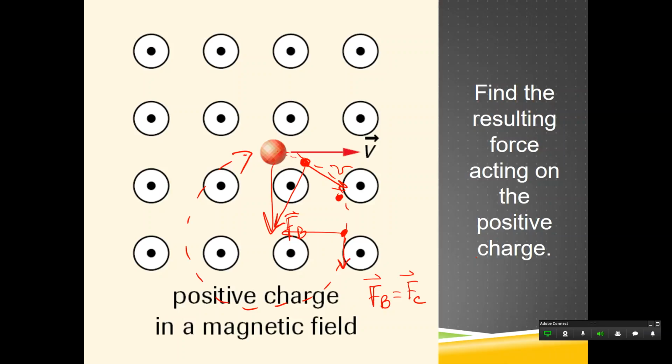What is the formula for centripetal force again? Did you learn centripetal force? Yeah. Okay. It is equal to mv squared over r.